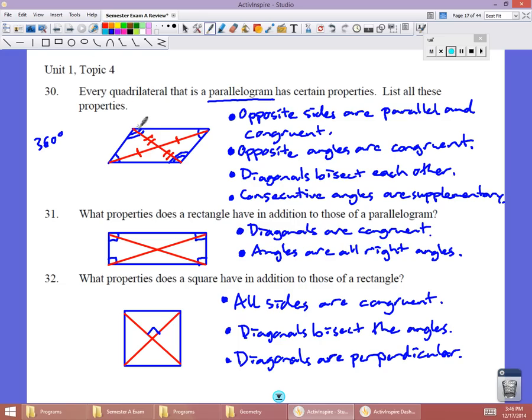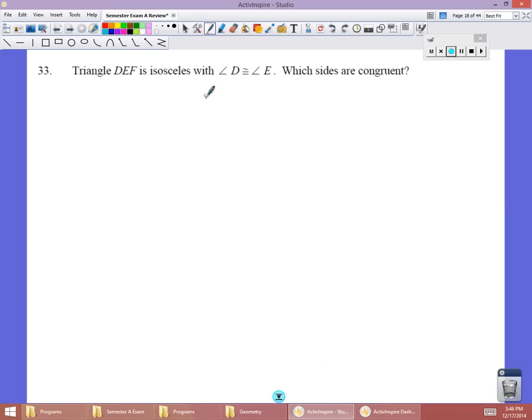Alright, going on to number 33. It says triangle DEF is isosceles with angle D congruent to angle E. So again, an isosceles triangle means that we have two congruent angles. Which sides are congruent? So let's draw out a picture here. And I'm going to draw our bottom side here. And then we're going to take this and draw it going up this way. And we're going to draw it going this way.